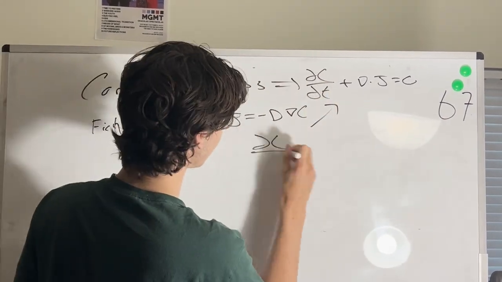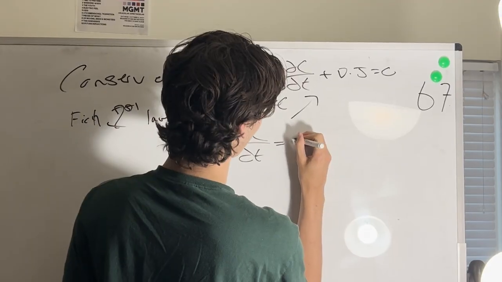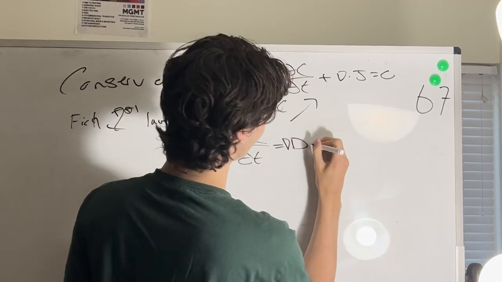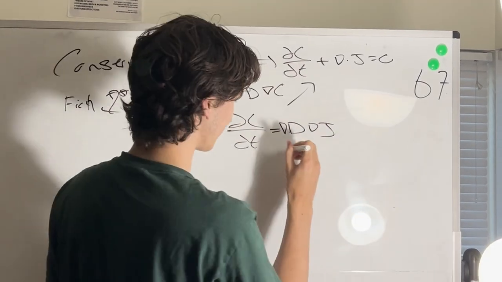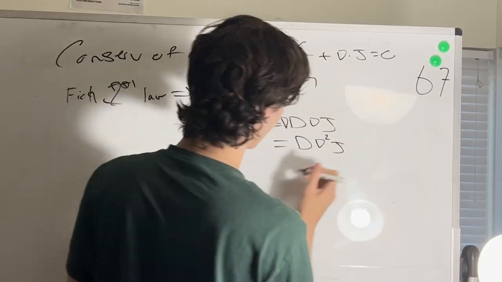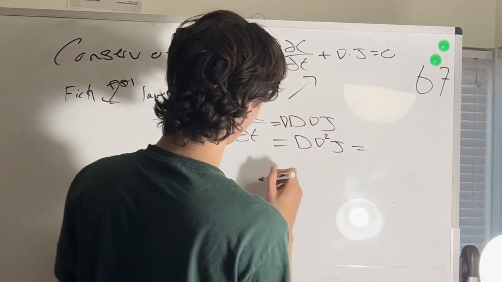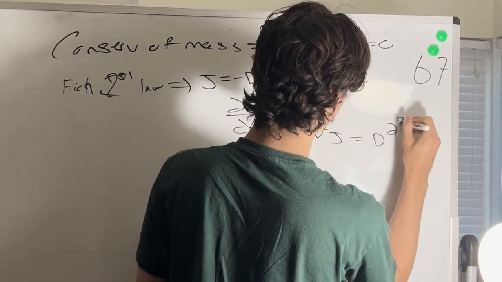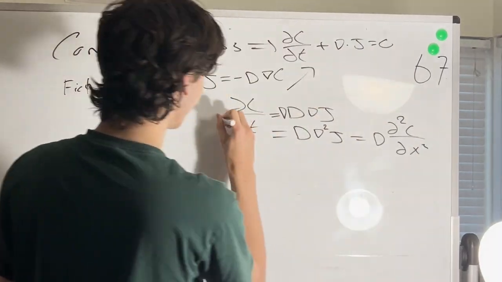But we plug this in, and we get the partial of C over the partial of t equals the gradient of D times the gradient of C. Well, D is constant, so we pull it out, and then we have D times the Laplacian of C. In one dimension, this is simply the partial of C over the partial of t equals D times the second partial of C over the partial of x squared, right? And this is Fick's second law.